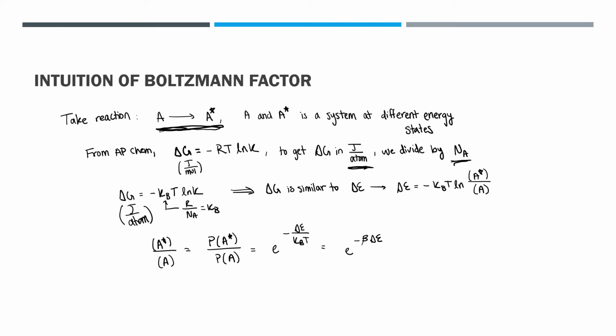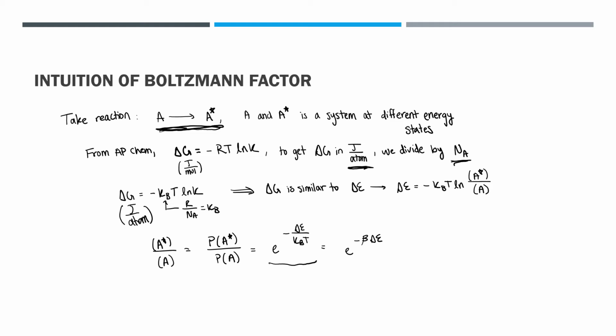So what we can do is replace our delta G by delta E. Now we have delta E equals negative kBT ln of K, but the K of this chemical reaction is the concentration of A star divided by the concentration of A, products over reactants. So we can substitute that in. Now if we move this around and solve for A star divided by A, we get the concentration of A star divided by the concentration of A equals e to the negative delta E divided by kBT.